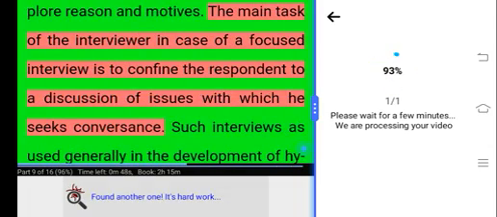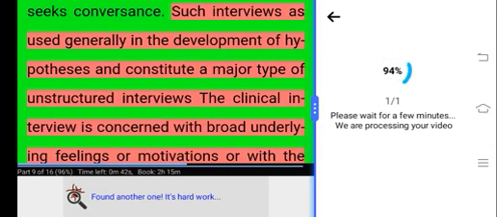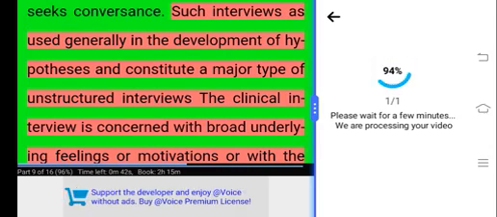The main task of the interviewer in case of a focused interview is to confine the respondent to a discussion of issues with which he seeks conversance. Such interviews are used generally in the development of hypotheses and constitute a major type of unstructured interviews. The clinical interview is concerned with broad underlying feelings or motivations or with the course of individual's discretion.